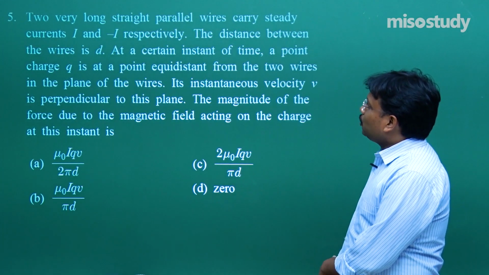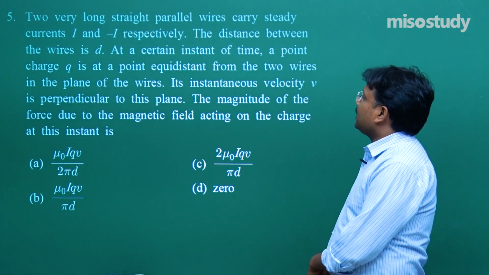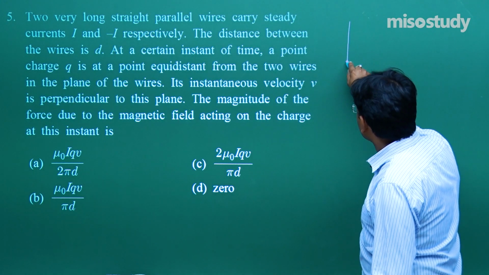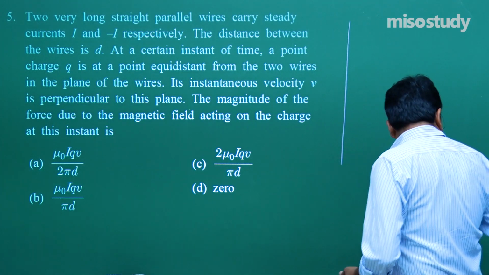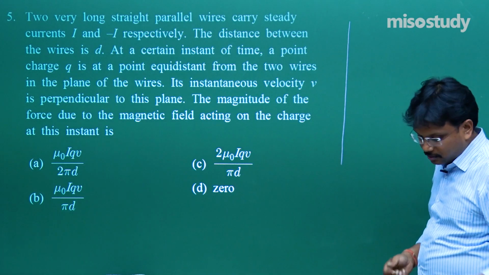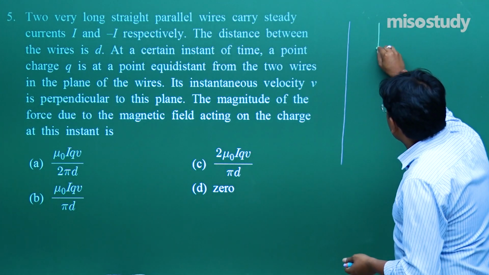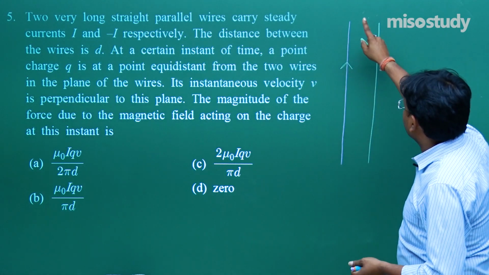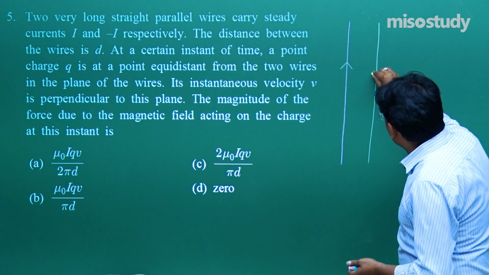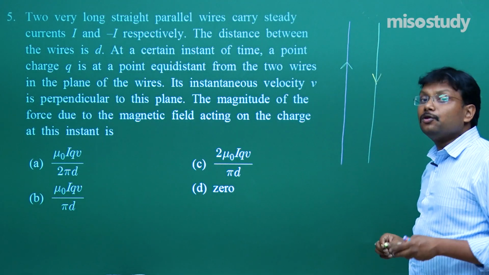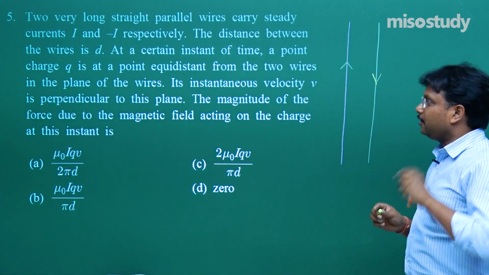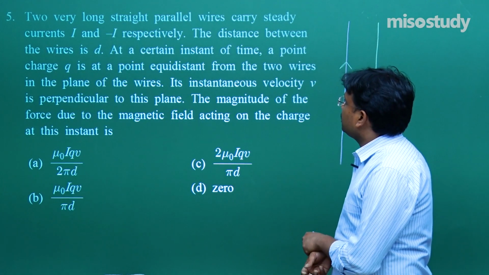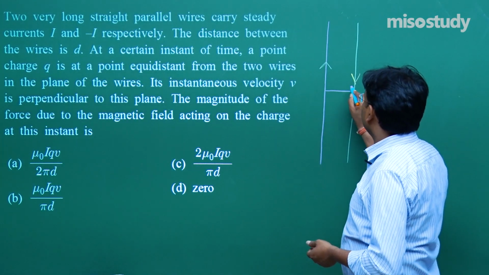Read the question. Two very long straight parallel wires carry steady current I and minus I. What is the meaning of I and minus I? This one is one wire and let us say for example this one is another wire. I and minus I means if one current is in this direction, then the other current is in the downward direction. So the directions of the current in both wires are different. After this understanding, the distance between the wires is D, given.